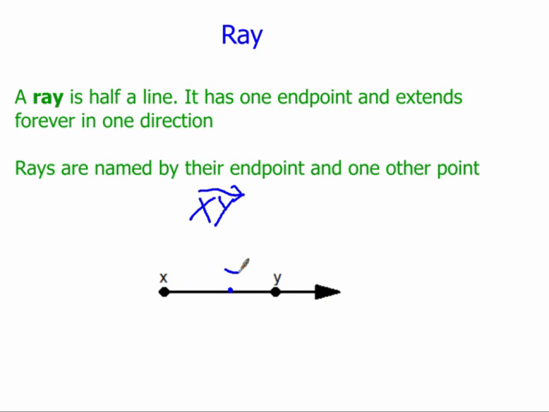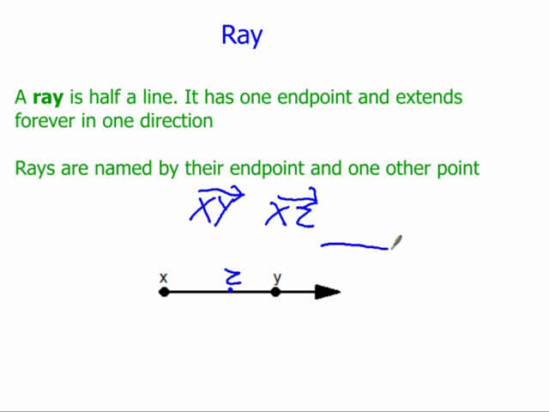Now say I put another point on here. Let's call that one Z. Well, I could call this XZ. And because Z is on the same side of X that Y is, XY and XZ, they're the same thing.